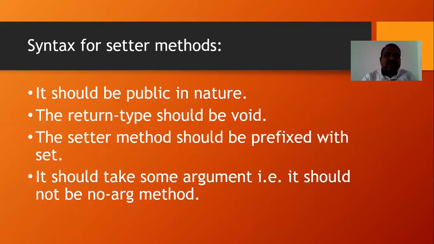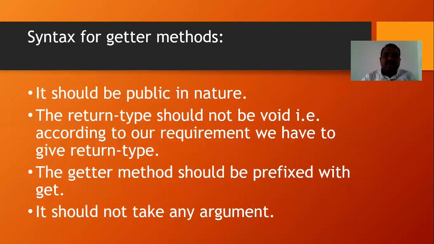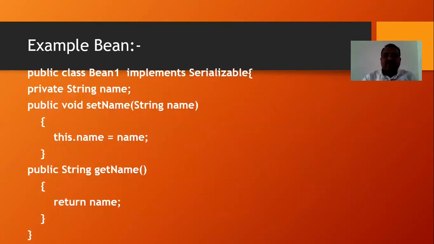And then coming to getter methods, a getter method should also be public in nature, and it should have a return type. It means whenever I call that method, it should give you some value, and your getter method should be prefixed by the word get, and it should not take any argument when I call that method. So we'll see a small example of a bean.